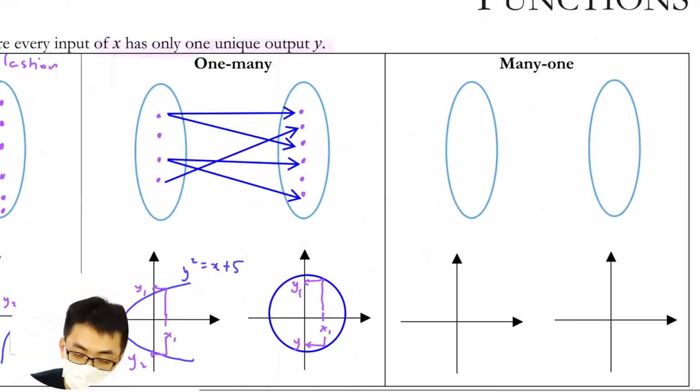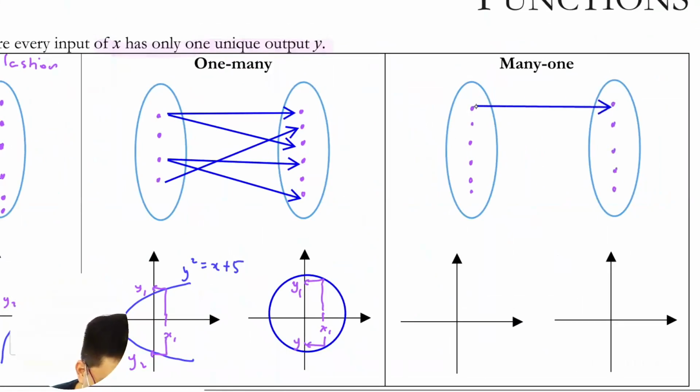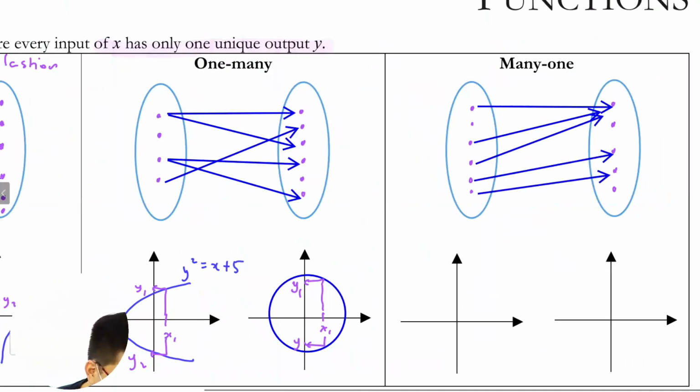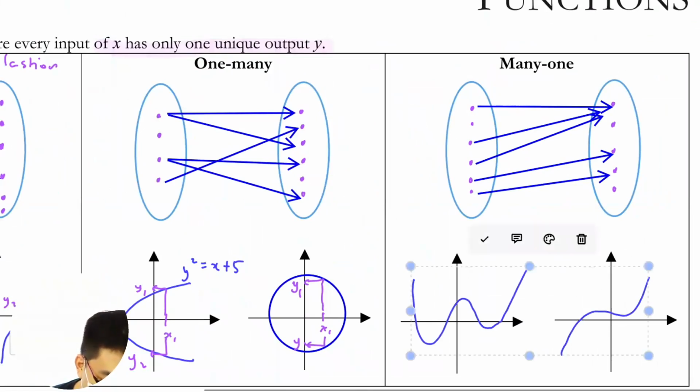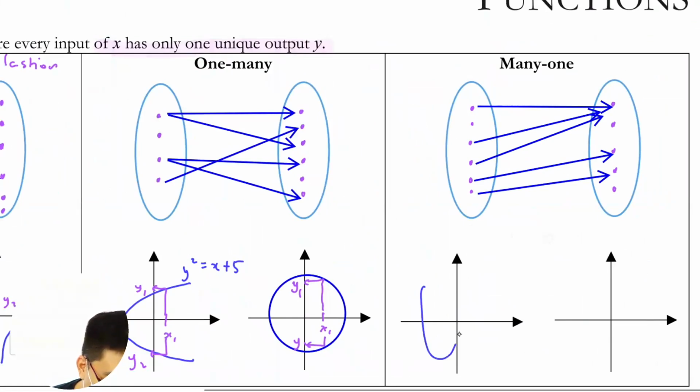Then many-to-one, what kind of graph? So many-to-one is like everyone just goes to one. Many-to-one will be like that. Let's say 3 to 1 here, and a parabola, yes. So like that, or this graph here, or a parabola, or let's say a cubic graph. It works also. Parabola, quadratic, all these are parabolas.